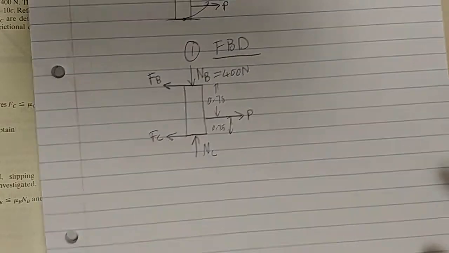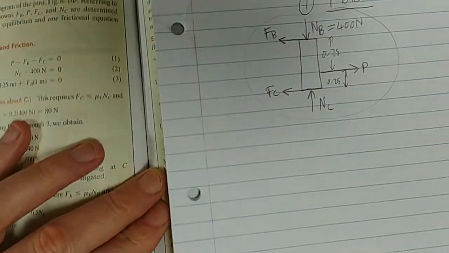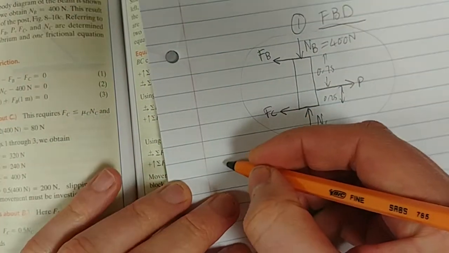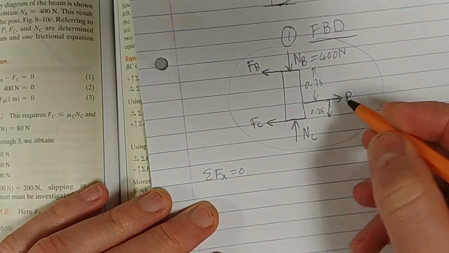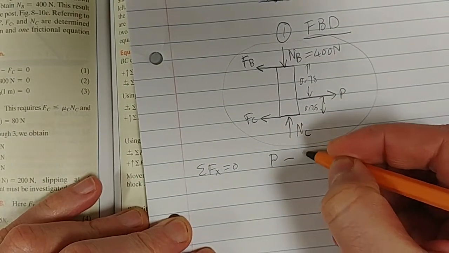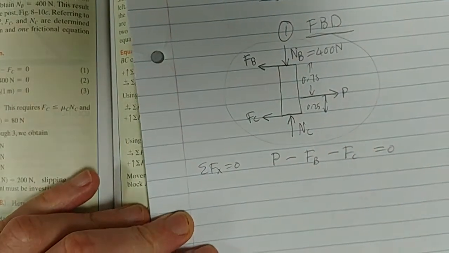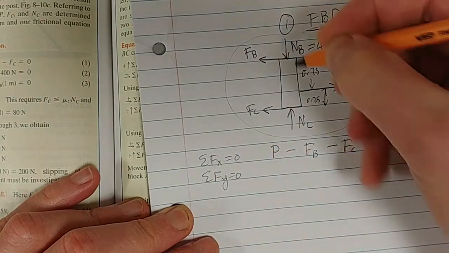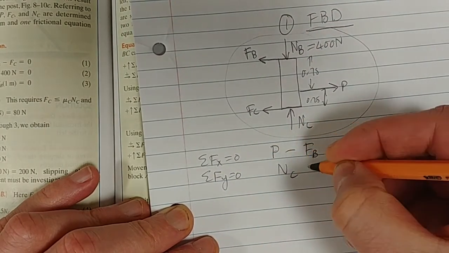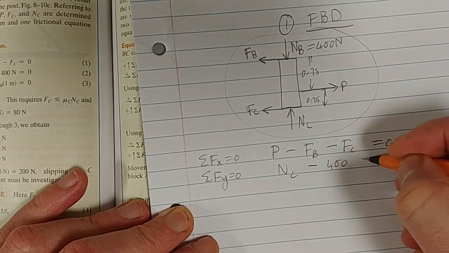So now, this is our first step, free body diagram. Now let's set up our equations of equilibrium. Sum of the forces in the x equals 0. We've got P minus FB minus FC equals 0. Sum of the forces in the y equals 0. Very simply, we've got NC minus NB, which is 400, equal to 0.